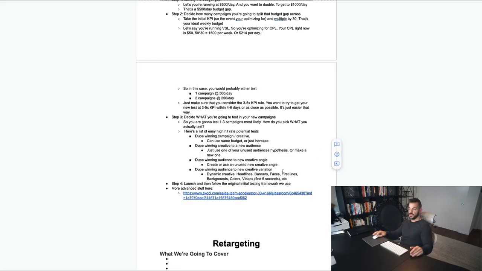And then also you can take a winning audience and test a new creative variation on it. If you remember the difference between angles and variations, testing a new variation means you take the winner campaign and just change the first lines, change some of the headlines, change the video. There's the banner at the top; you just change the banner, maybe make it a different color, and then dupe that. So you basically dupe the winning audience and creative, but add some creative variations to it.